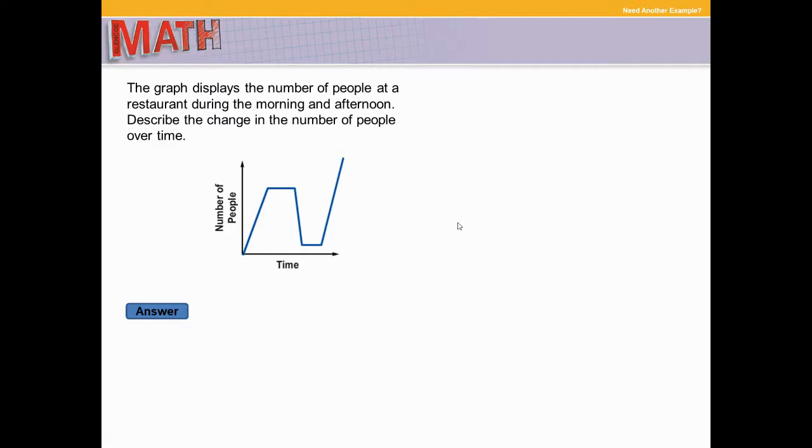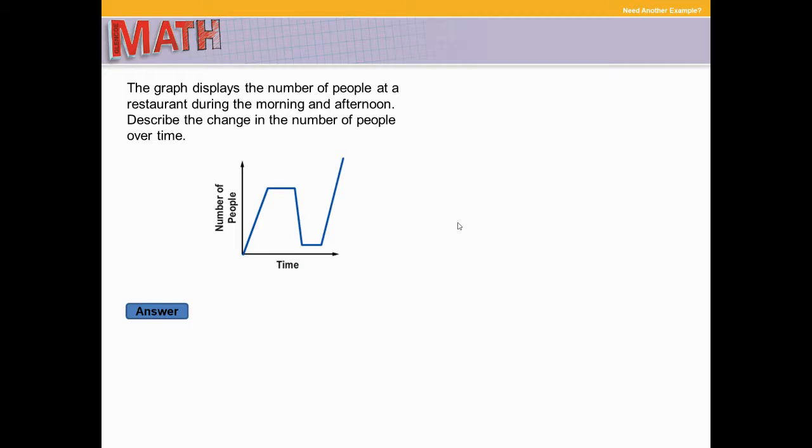Again, I need you to write what you think this could represent. There's multiple answers. The graph displays the number of people at a restaurant during the morning and afternoon. Describe the change in the number of people over time. Again, take a moment. What do you think that represents? Because my representation isn't the same as this answer. But I'm writing the answers right. So it could be numerous things.